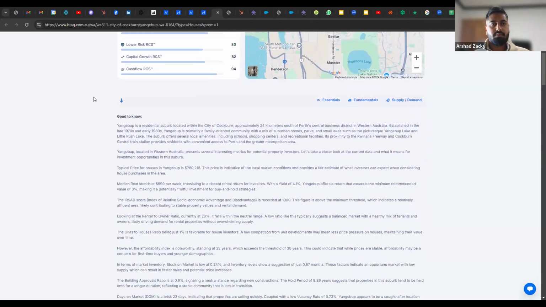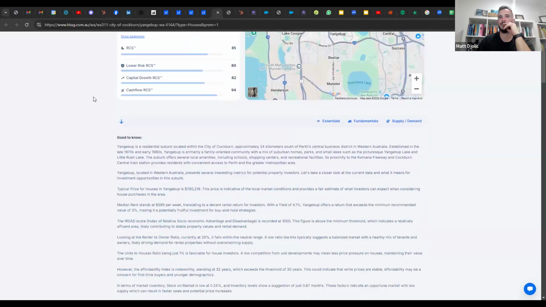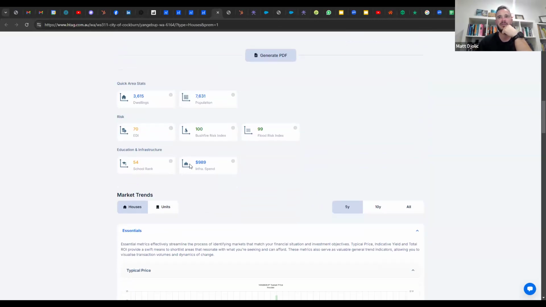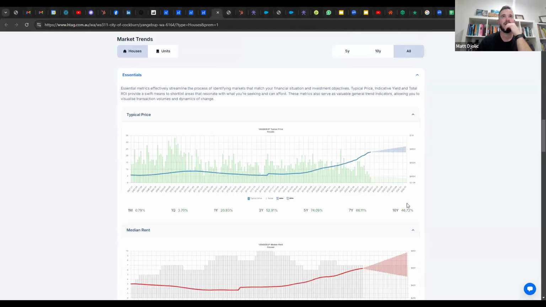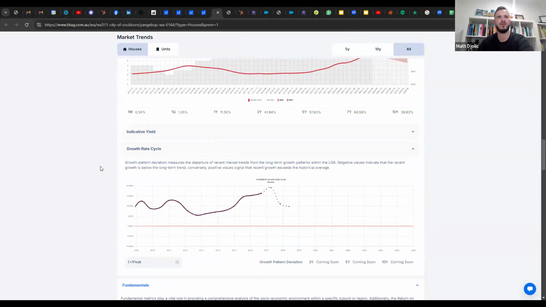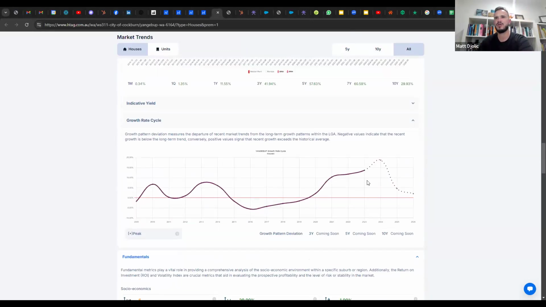Yeah, this one seems to be a good suburb, and I can send the PDF reports. Industry, it's not too bad. Again, exposure to negative environmental effects is not bad. We have high infrastructure spending. Typical price curve is less volatile than the previous one. Again, it's a higher price point, so we see less volatility. But this curve just looks better to me overall. Growth rate cycle very similar.